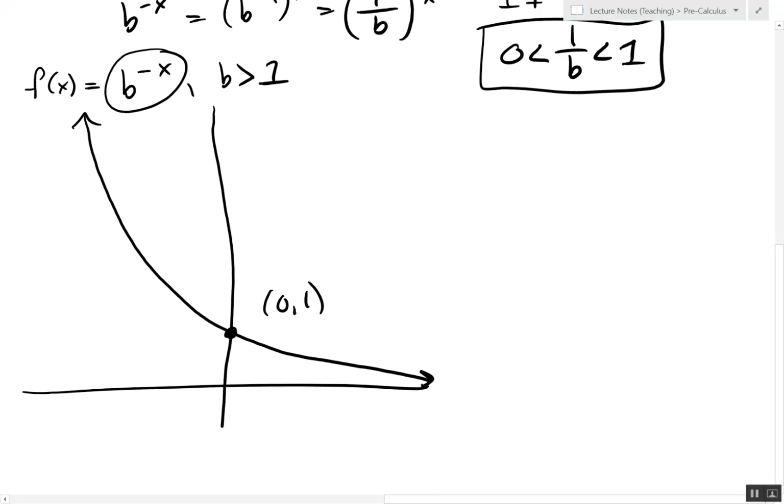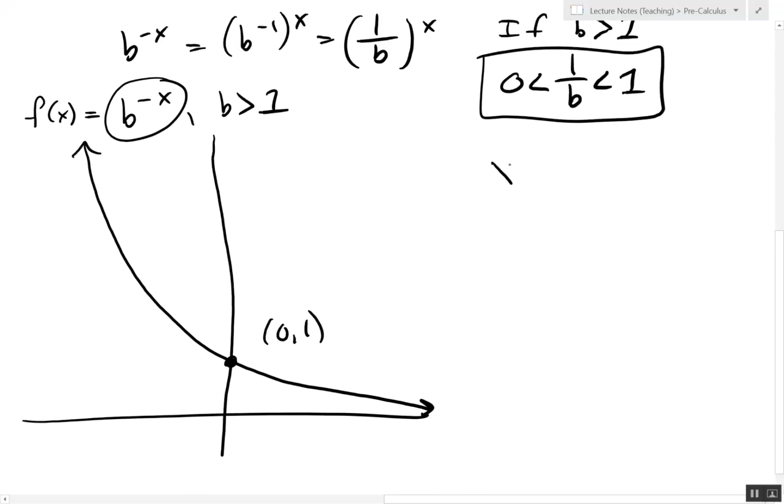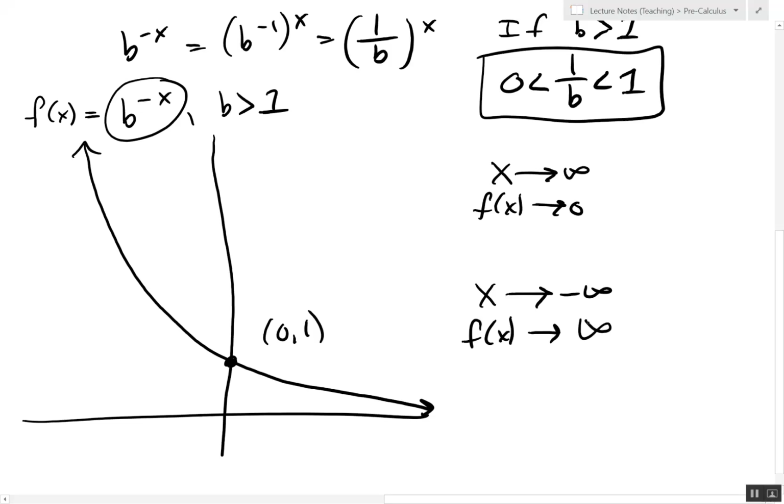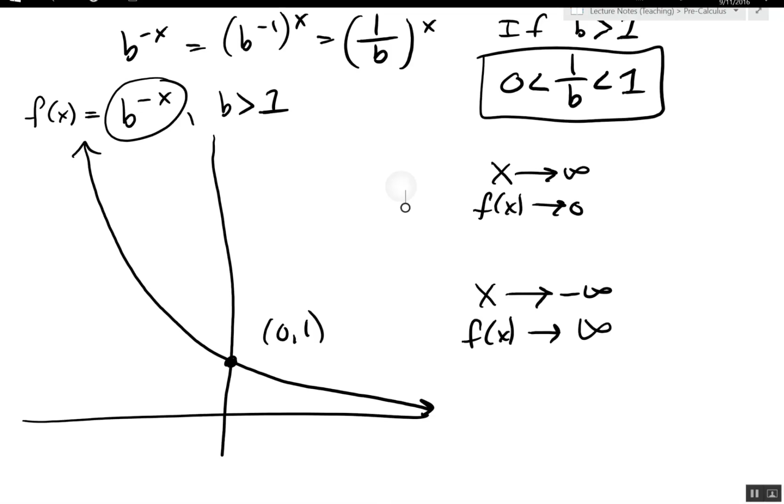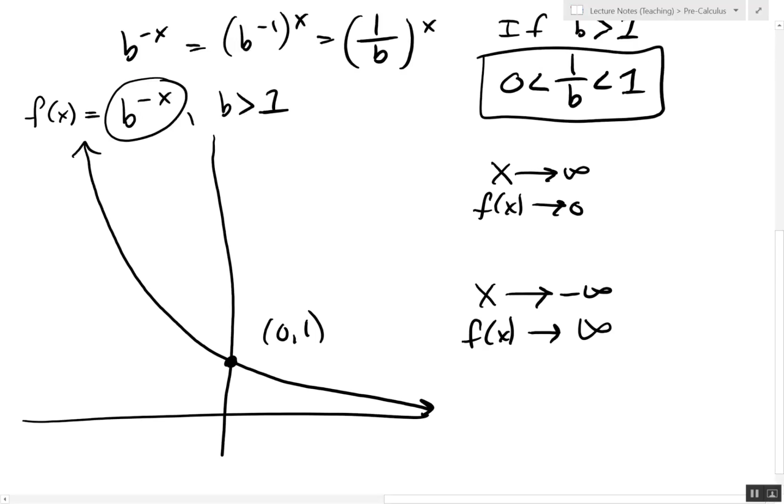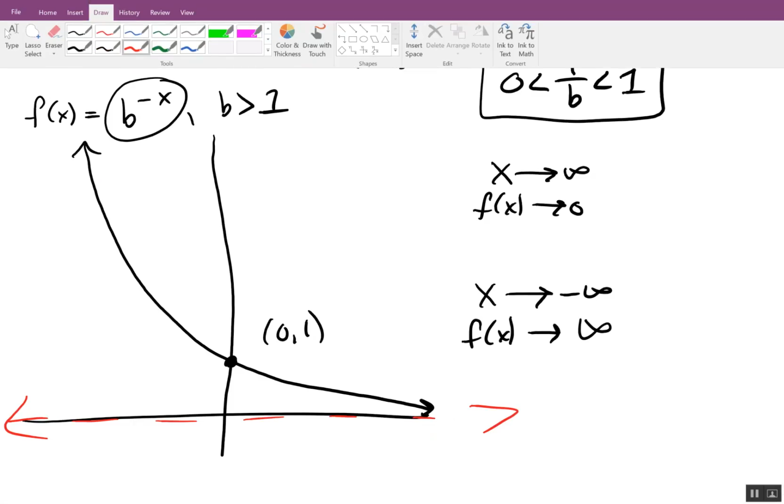Again, the end behavior in particular is of importance, so we need to know that as x goes to infinity, the functional values will go to 0. And as x goes to negative infinity, the functional values go to positive infinity here. And again, we also have our horizontal asymptote on the x-axis as well. Two more graphs to talk about here, so let's flip back.